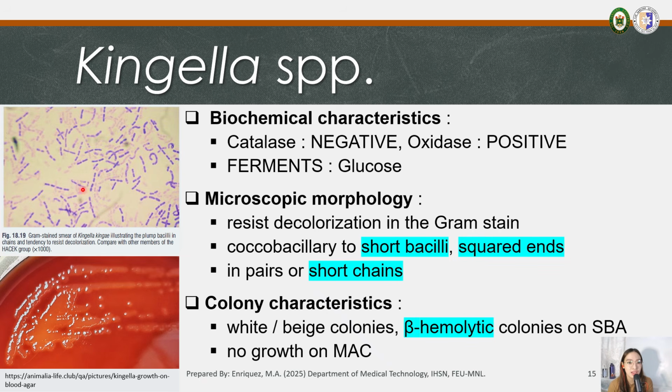Again, let's look at figure 18.9. Again, they have a gram negative cell wall, but they are capable of resisting decolorization, which is why they might appear gram positive. Now, with regards to their colony morphology, they are beta hemolytic, as we can see right here in this photo.